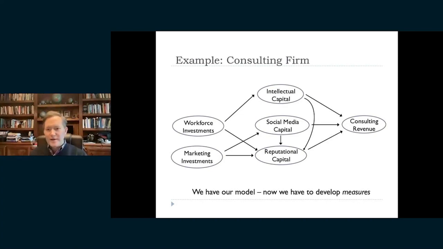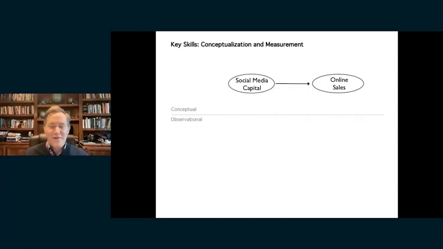What I would recommend is that you really need to sit down and see what your outcomes are. If it's only consulting revenue, it's a little bit easier. But then what are your key intangible assets? Just leaving aside the tangibles and other assets that would be on your balance sheet, but looking just at the intangible assets, how are you going to model those? And so what I've focused on here is one of them, social media capital. And so we might think of it this way. Let's zoom in just on social media capital and how it might affect online sales.